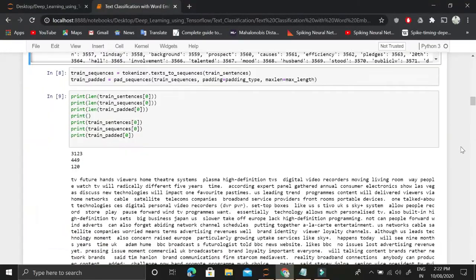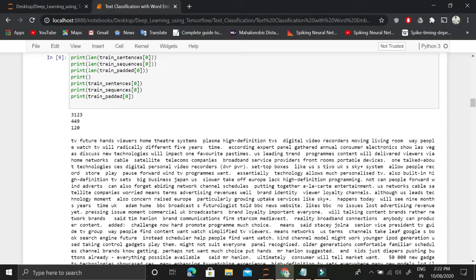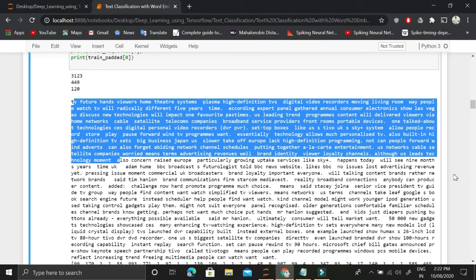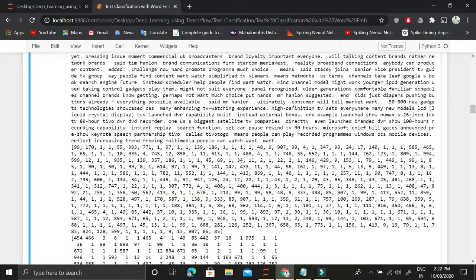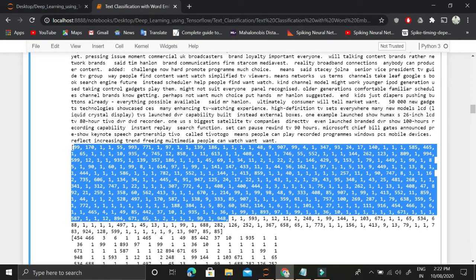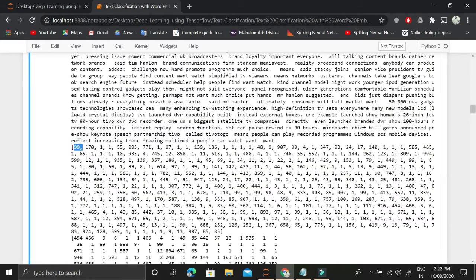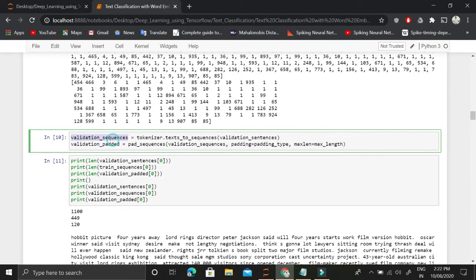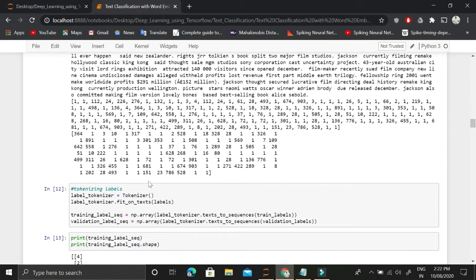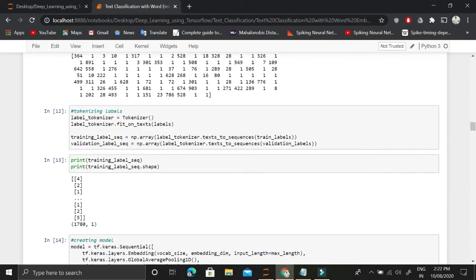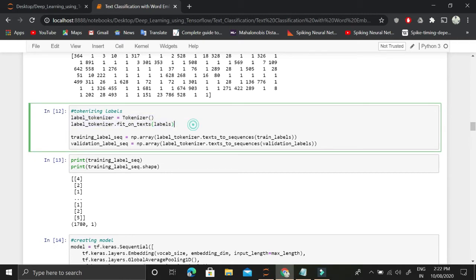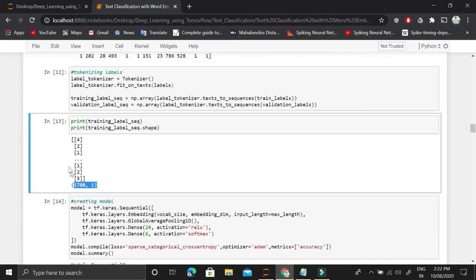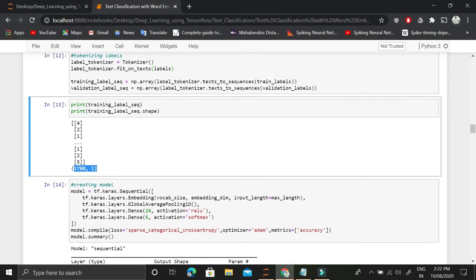So once we have tokenized that, let's look at some of the words and some of the sentences. This is the sentence, and for each sentence we have these tokenized integer numbers. So each word is actually replaced by its tokenized number. Once we have done that, we'll also tokenize the validation sequences, and this is how it looks. After tokenizing sequences and sentences, we tokenize the labels, the output, and we have a 1-dimension label, and there are a total of 6 different labels. So this is a multi-class classification problem.